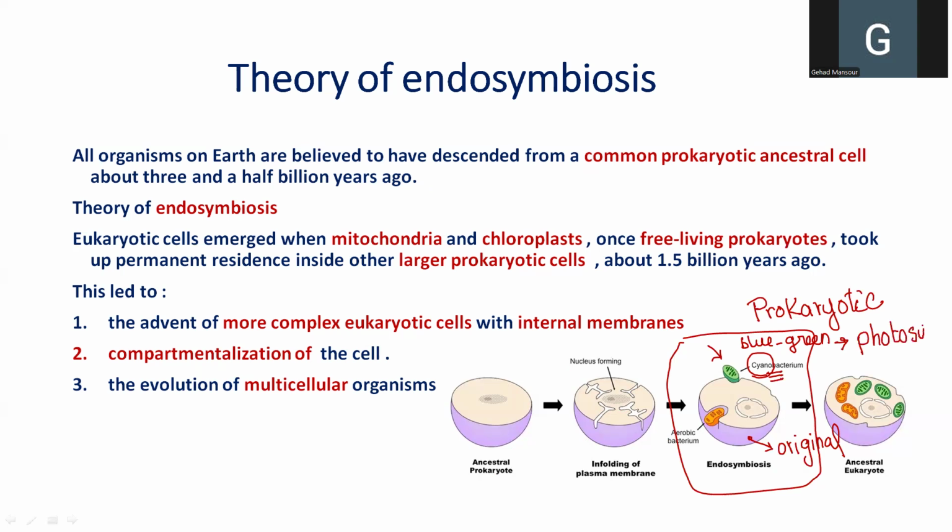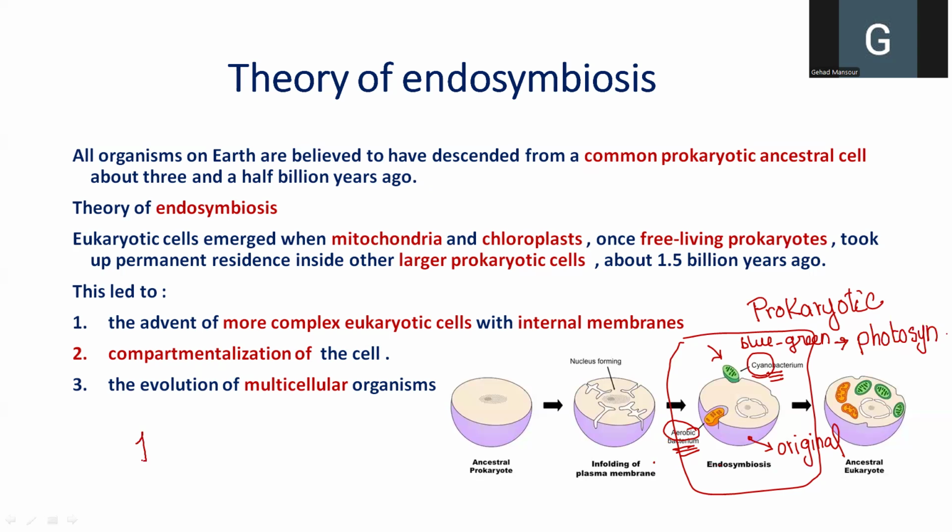It can carry out photosynthesis. And the other prokaryotic organism is another bacterium. That other bacterium does not have the pigments that are present in cyanobacterium, but it is characterized by being aerobic, meaning that it can carry out aerobic cellular respiration.